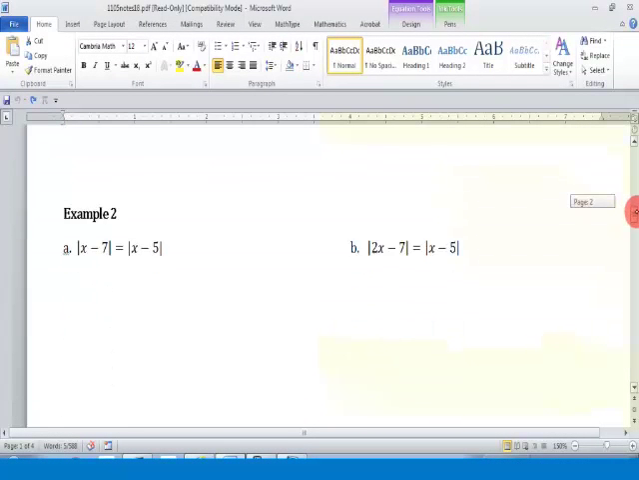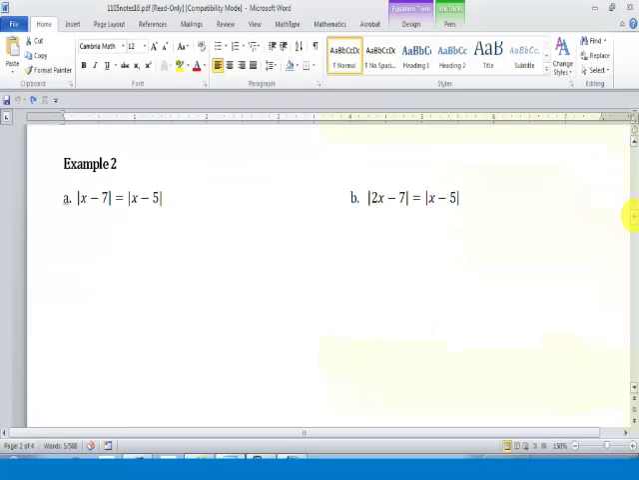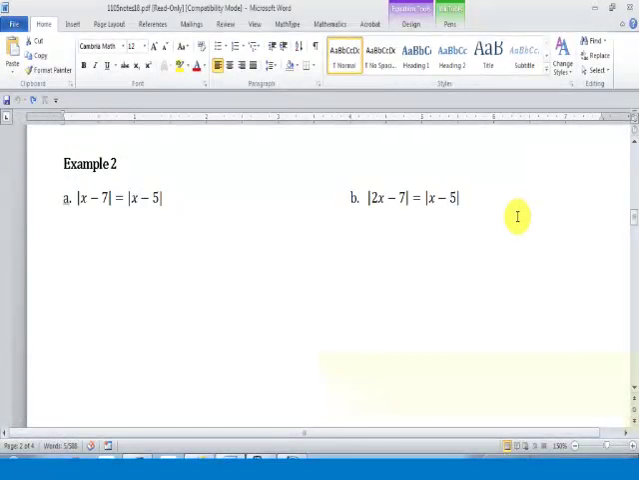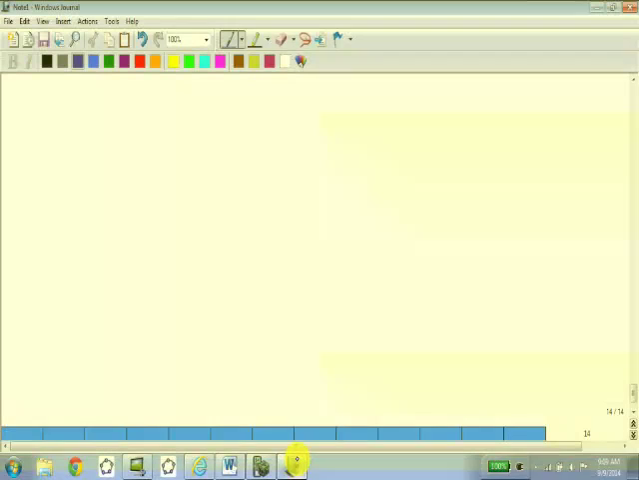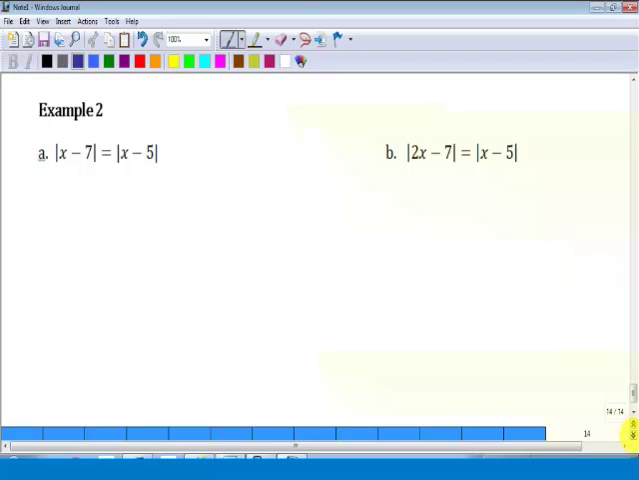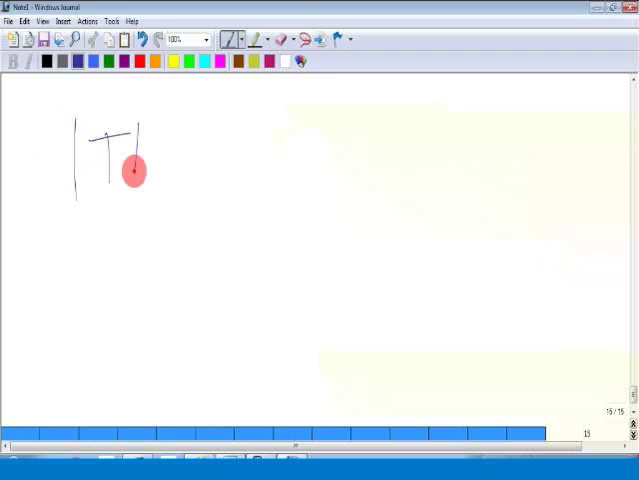This is not behaving like the other PDFs. Example 2, I would expect one like this on the test, though. You've got the absolute value of one quantity equal to the absolute value of another quantity. Let's just kind of look at this. Suppose I have the absolute value of this equal to the absolute value of that.